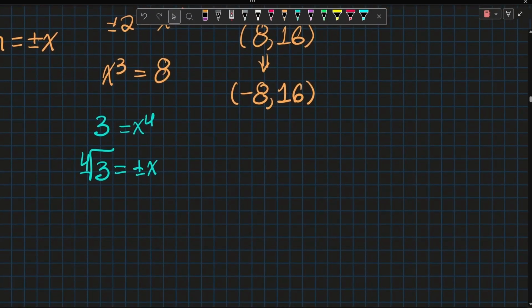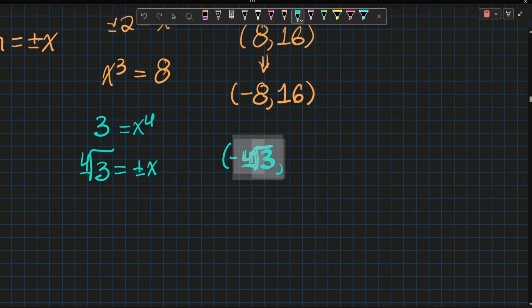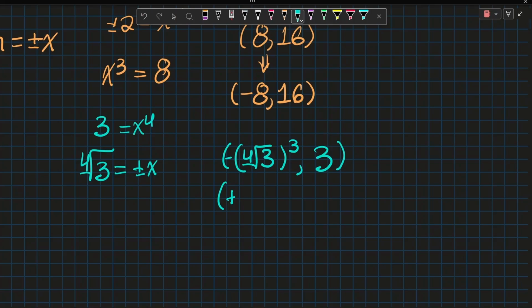Here we have two possible pairings, negative 4th root of 3, comma, this to the power of 3, or we could have positive of that. So 4th root of 3 to the power of 3, comma 3. Right? These are both possible pairs.